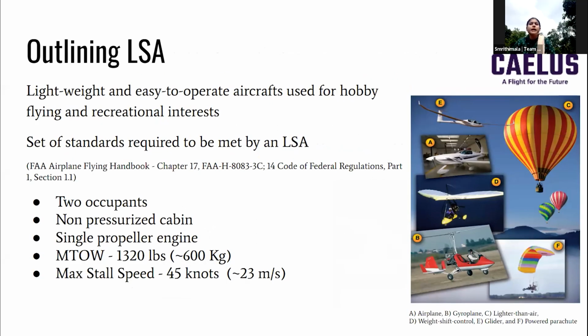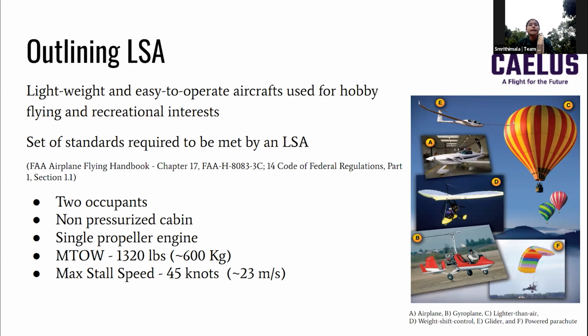So let's see the outline of light sport aircraft. Light sport aircraft are lightweight and easy to operate. They are used for hobby flying and recreational interests. According to the Federal Aviation Administration, certain standards of requirements are to be met by an LSA. They are: only 2 people can occupy the aircraft. The cabin of an LSA should be non-pressurized. It should have a single propeller engine. Maximum takeoff weight is 1320 pounds. Maximum stall speed is 45 knots.